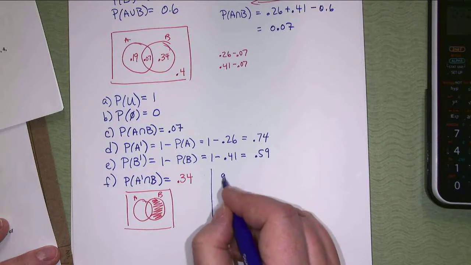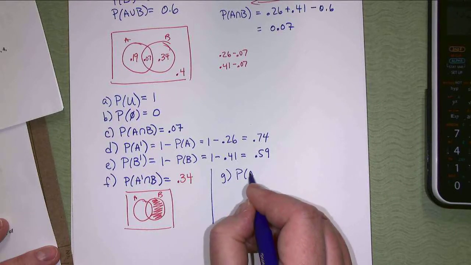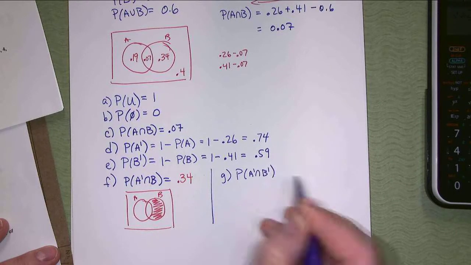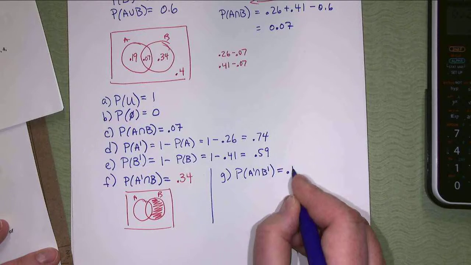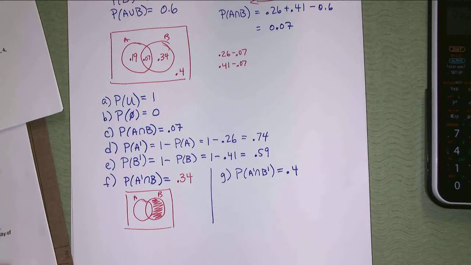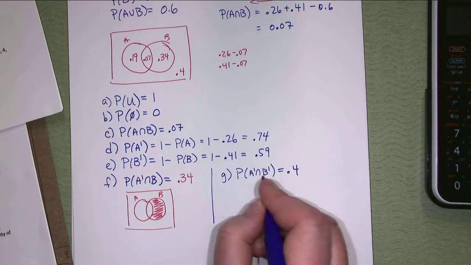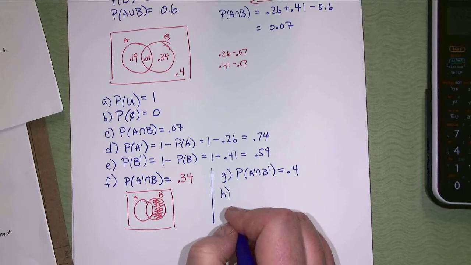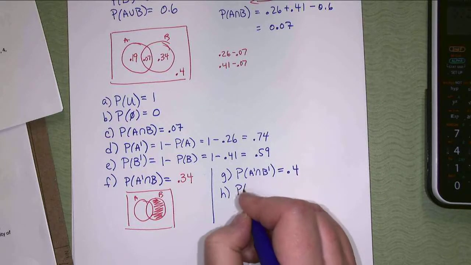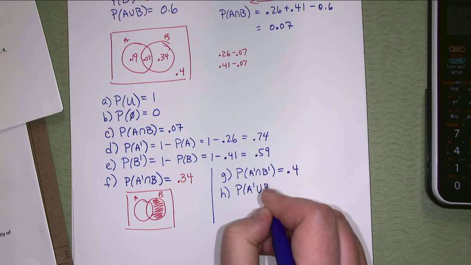G. What's that saying? Not A and not B. So 0.4. That's asking for the outside. And you could draw it again and see where it is if you weren't sure. A prime union B prime.